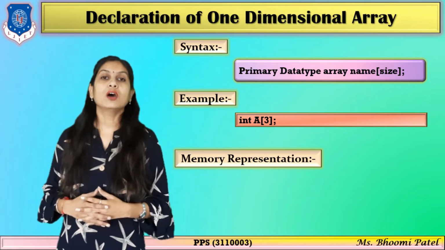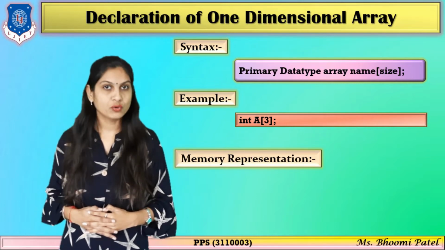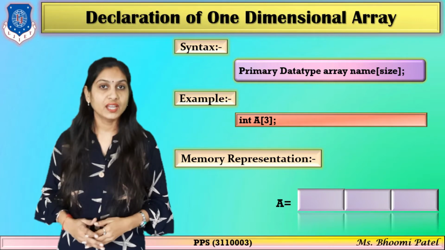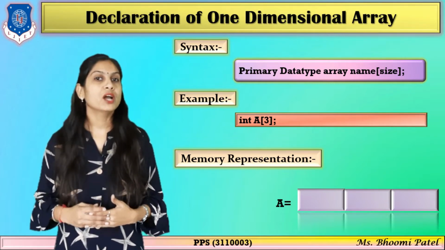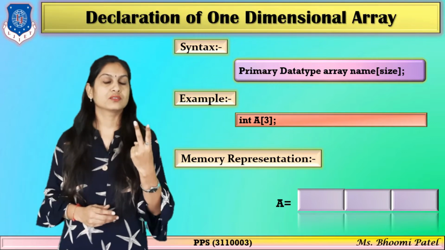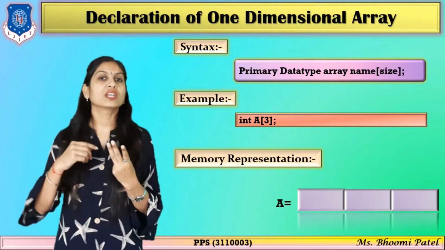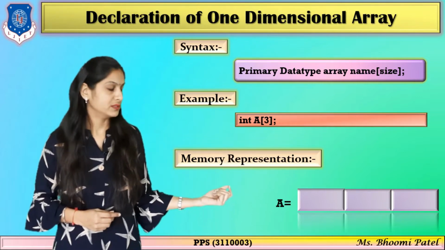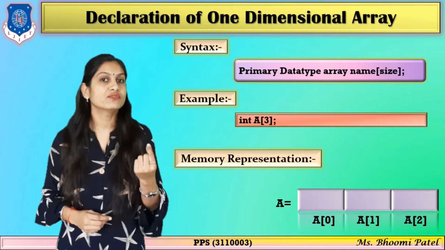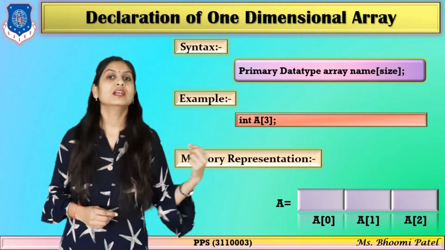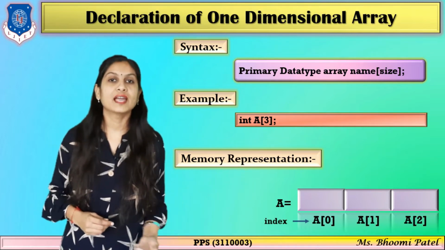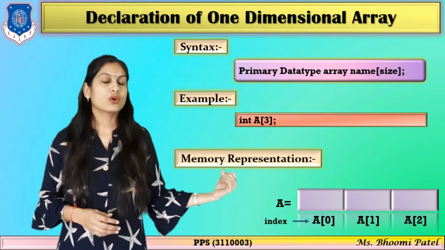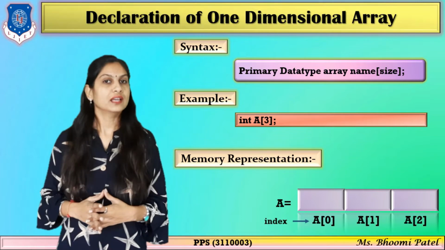Then let's see how the memory will be occupied for this syntax. Whenever I write this line, integer a of 3, then a total of 6 bytes of memory will be occupied, because integer occupies 2 bytes and there are 3 elements. So 3 into 2, how many? 6 bytes will be occupied, and 2 bytes for a single variable. So the first is a of 0, that is the first element, then a of 1, the second element, and a of 2. Likewise you can store multiple values with a single name, that is a. So all the values we can access using just the index.